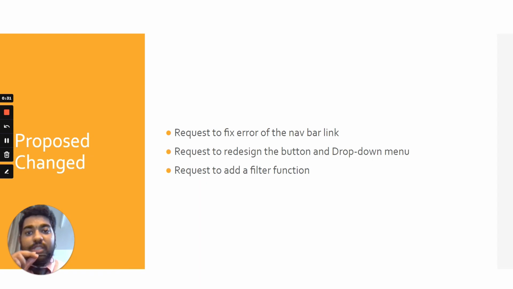So first, what are the three proposed changes for the system? The first one is the request to fix an error in the navigation bar link. The next is the request for a redesign of the button and the drop down menu inside the manage inventory module. And the last but not least is the request to add a filter function inside this module.